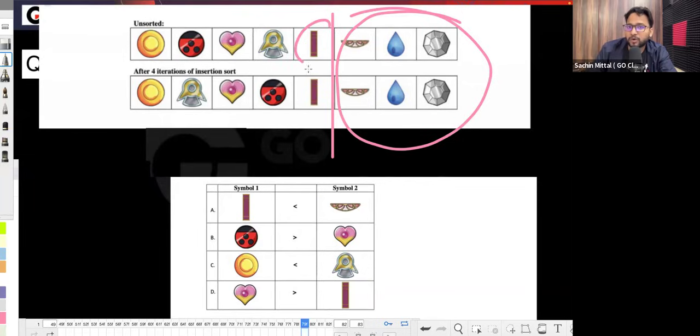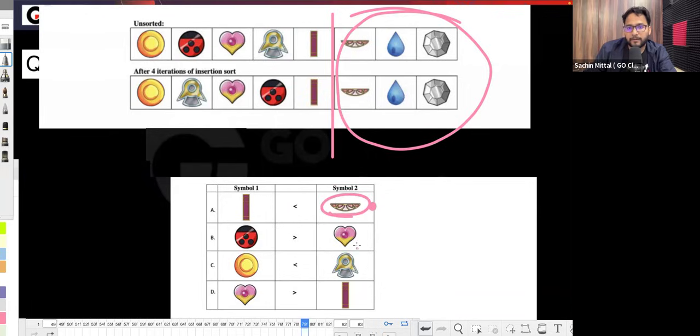Even though this has not moved, we have used it. It doesn't mean we have not used it. So basically we cannot say anything about these elements. So in any option, if these elements are being used, I think only in this option this element is being used.